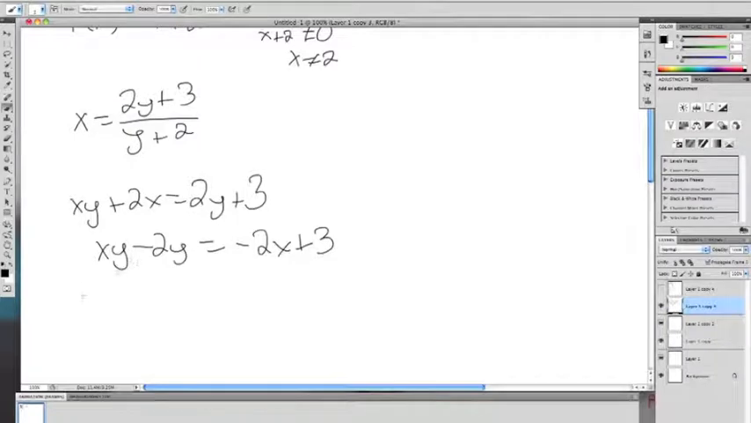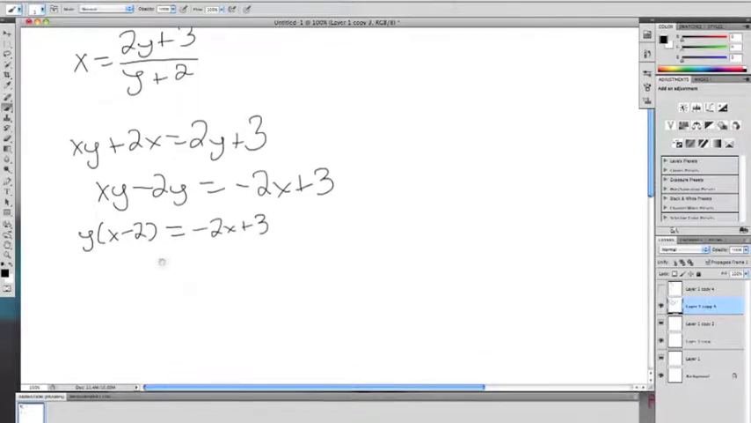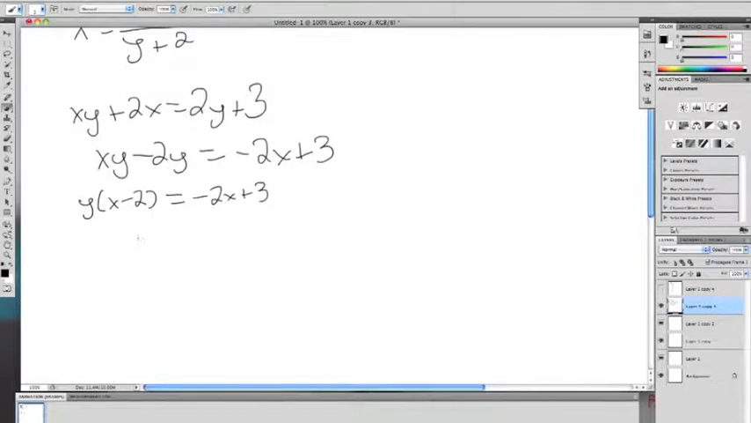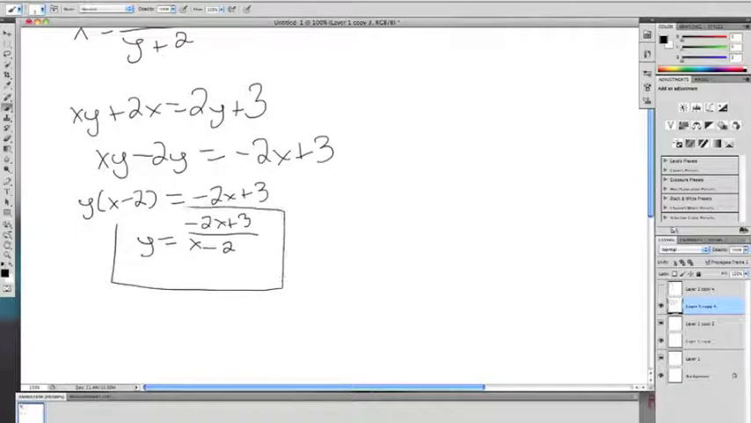Now we just factor out the y, and just divide by the x − 2 to get y on one side. Alright, and basically that's the inverse.